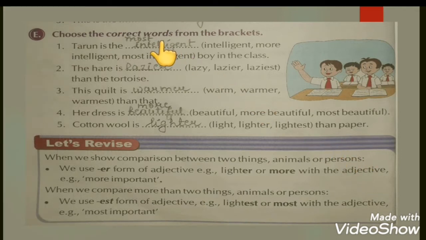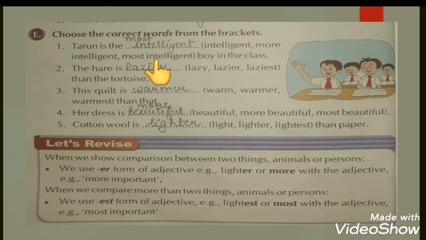Choose the correct words from the bracket. We have to choose the correct word from the bracket which is given to fill this empty space. Tarun is the most intelligent. We have just selected what? Most intelligent boy in the class.